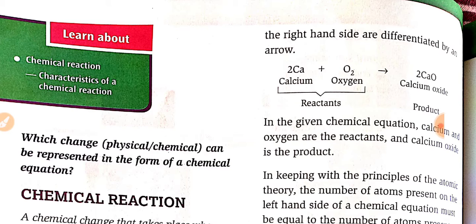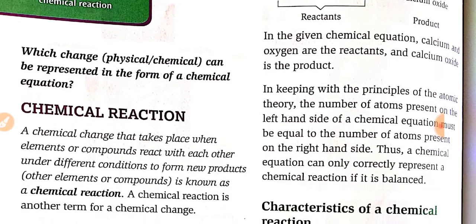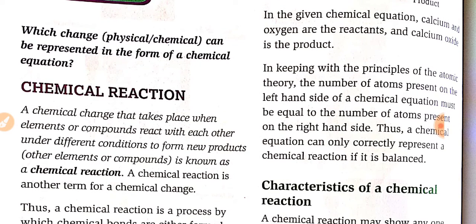Today, we started a new chapter, Chemical Reactions, in which you will learn about the characteristics of a chemical reaction. First we read about this, and in this chapter, you will also learn about different types of chemical reactions. You already know about physical and chemical changes as you read in previous classes and chapters.